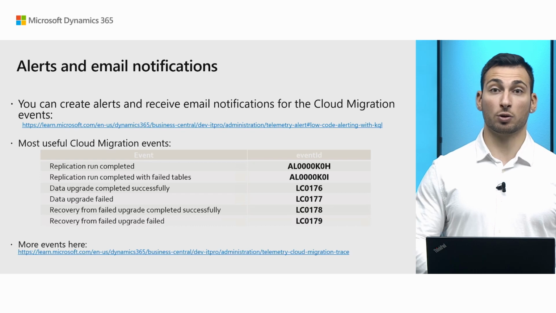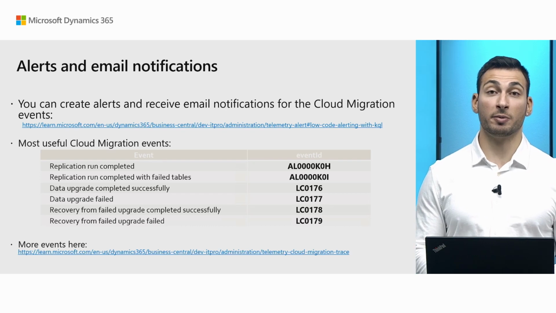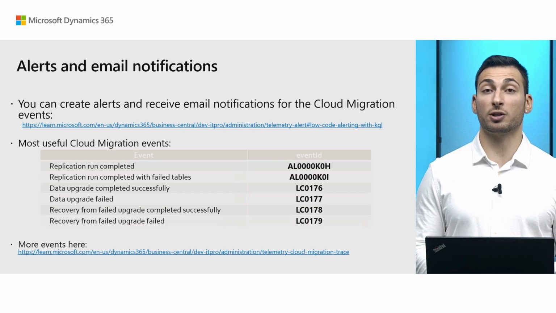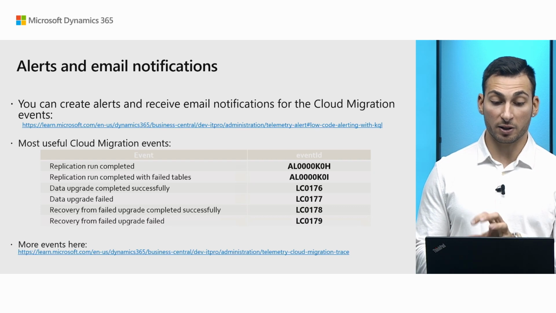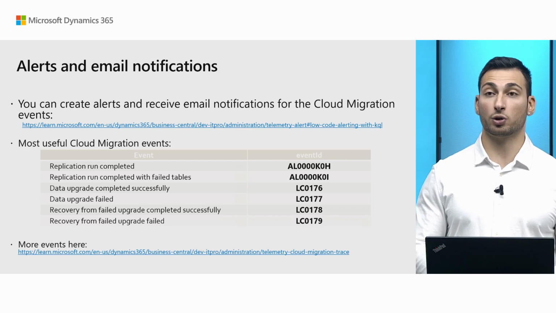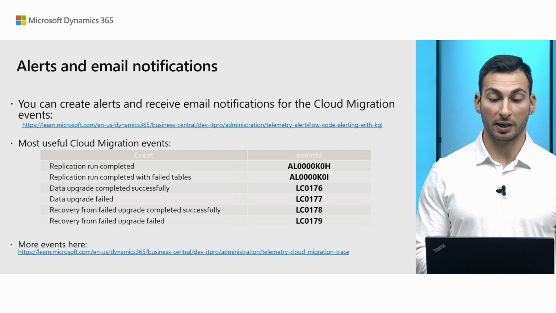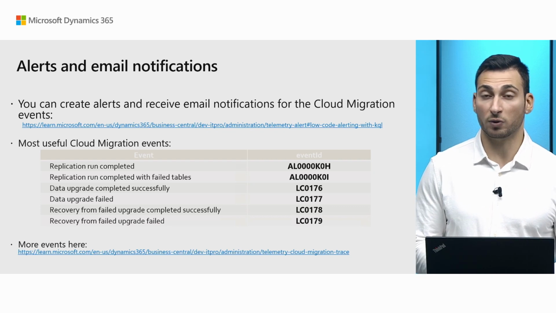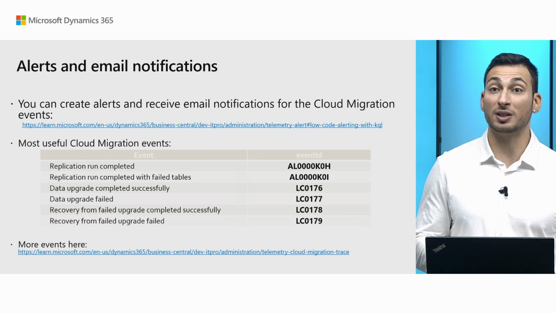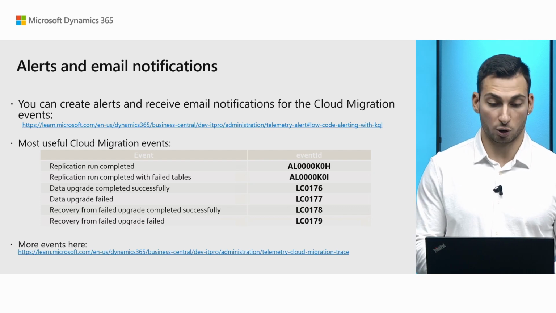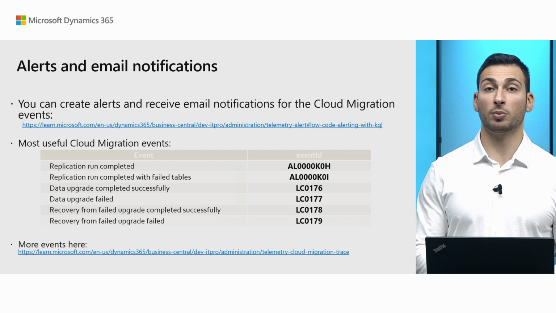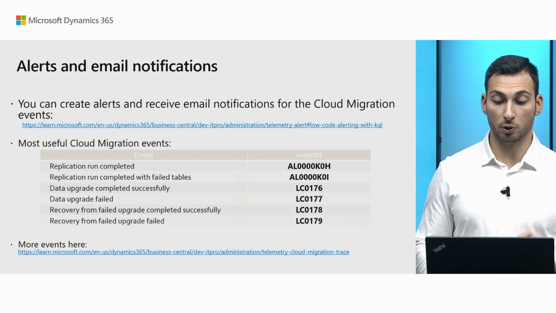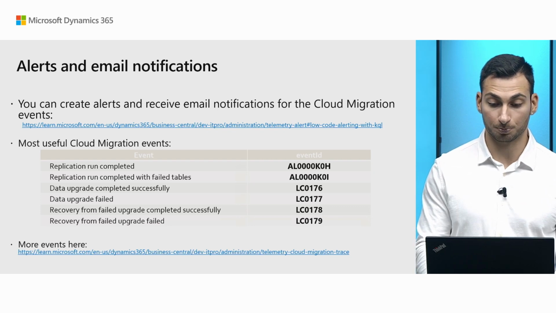Last but not least, it's also interesting that you can set up alerts and email notifications based on such telemetry events. Again, these are some of the most common cloud migration events, but they are fully documented in the pages that we have linked. And not only can you receive email notifications, but you can also, for example, set up Teams to receive such notifications. Very, very simple and straightforward. Again, fully documented in our documentation.